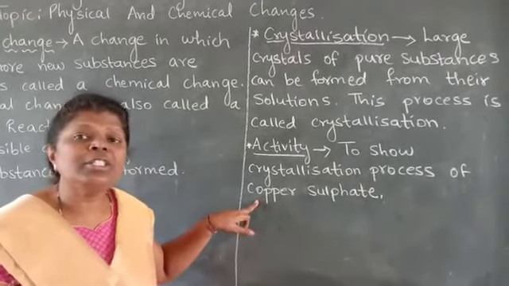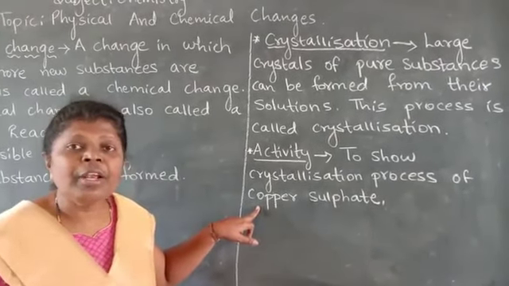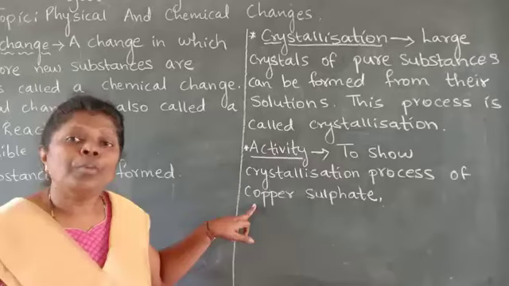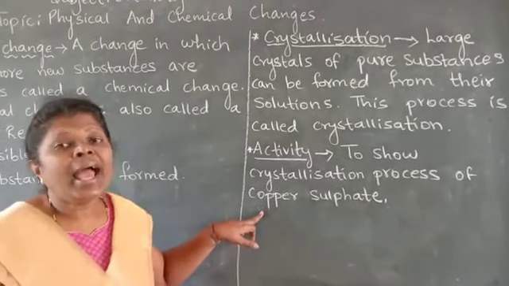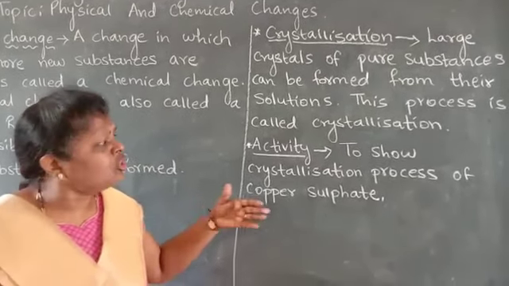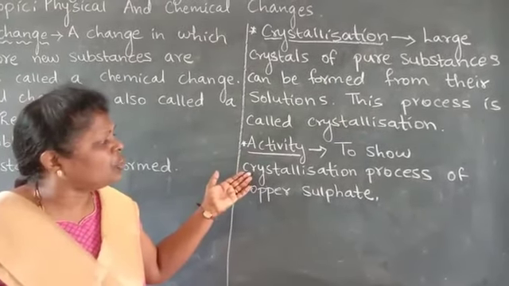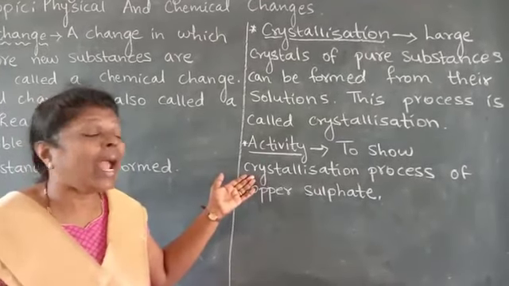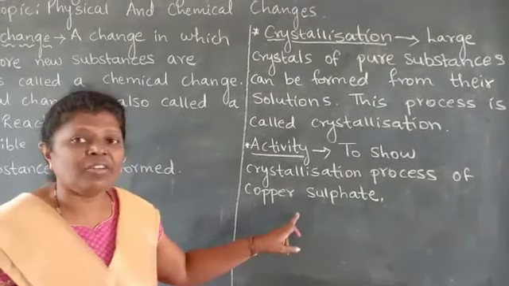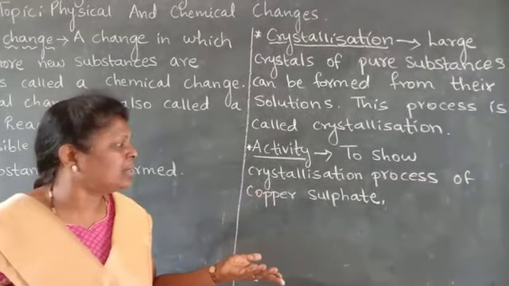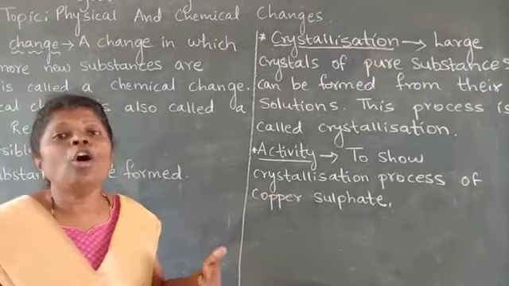So you have to watch this activity carefully, children, because you have to note down the procedure, observation as well as conclusion. And children, you can do one more activity of the crystallization process at home, but instead of copper sulfate you can take any other substance like salt or sugar.